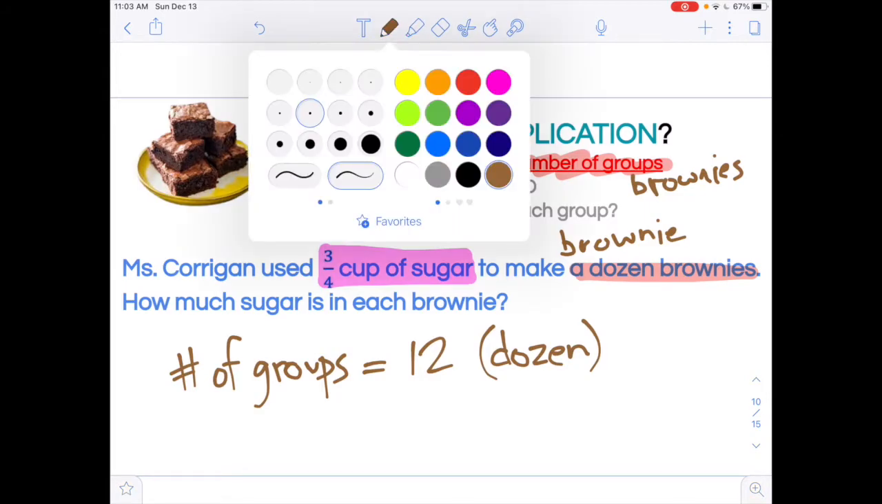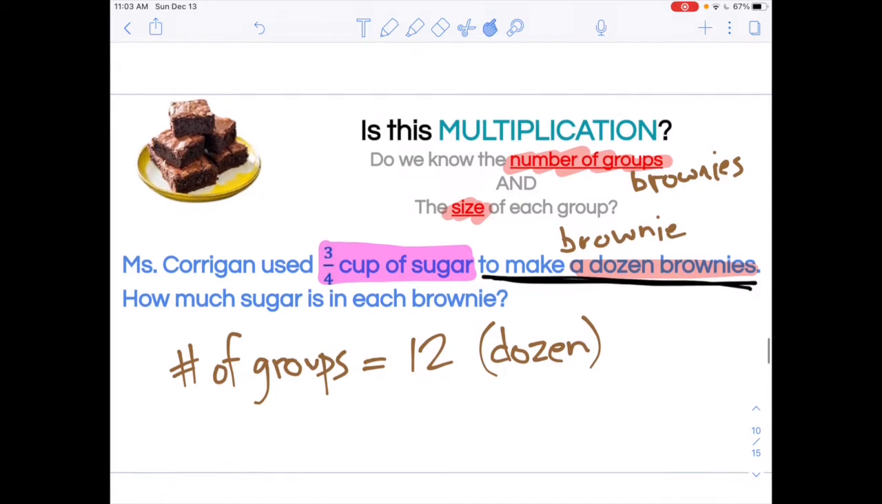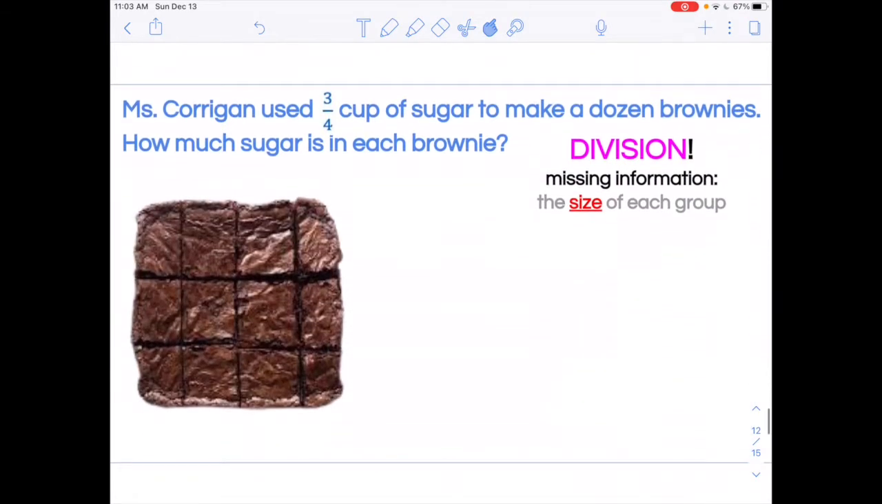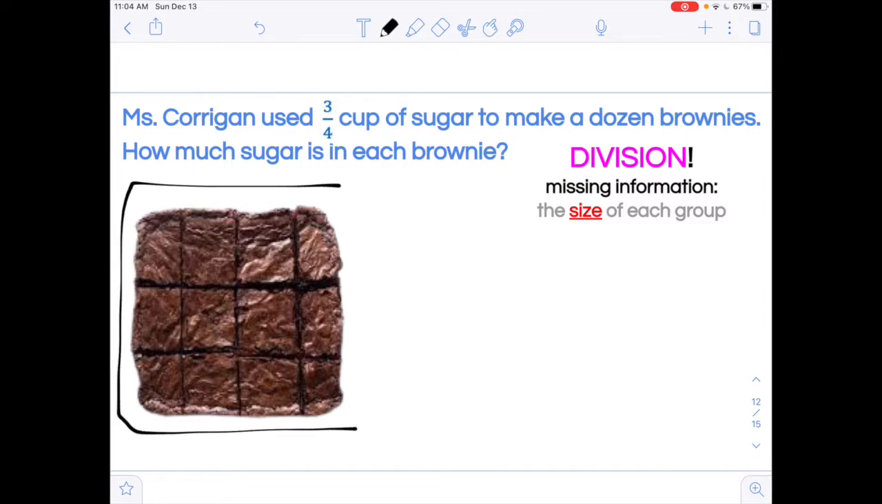It says to make all of the brownies. So not to make one of them, but to make all of them. So we do not know the size of each group. We do not know how much sugar is in each one. That means this problem has to be division. She used 3/4 cup of sugar to make all of this. So all together, there's 3/4 cup of sugar in here.